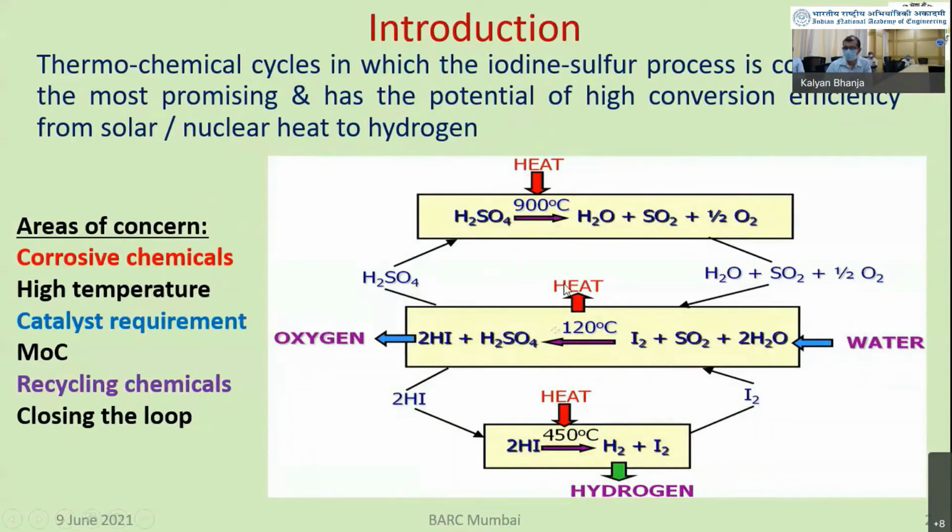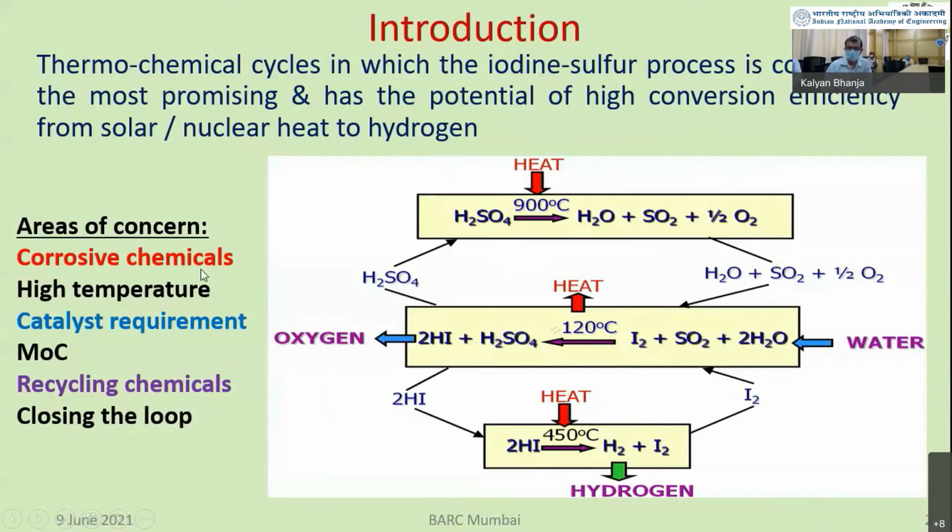3 reactions are there. This is the basic reaction: iodine, sulfur dioxide, and water giving hydroiodic acid and sulfuric acid, which are further separated. Then HI is broken into hydrogen and iodine at 450 degrees centigrade using a catalyst to get hydrogen, and iodine goes back. Similarly, for sulfuric acid, the final SO3 decomposition takes place at 900 degrees centigrade to get SO2, and oxygen comes out here. So what we can see is that water is the input, oxygen and hydrogen are the outputs, and heat is the input. All other chemicals are recycled, which means consumption of chemicals is negligible.